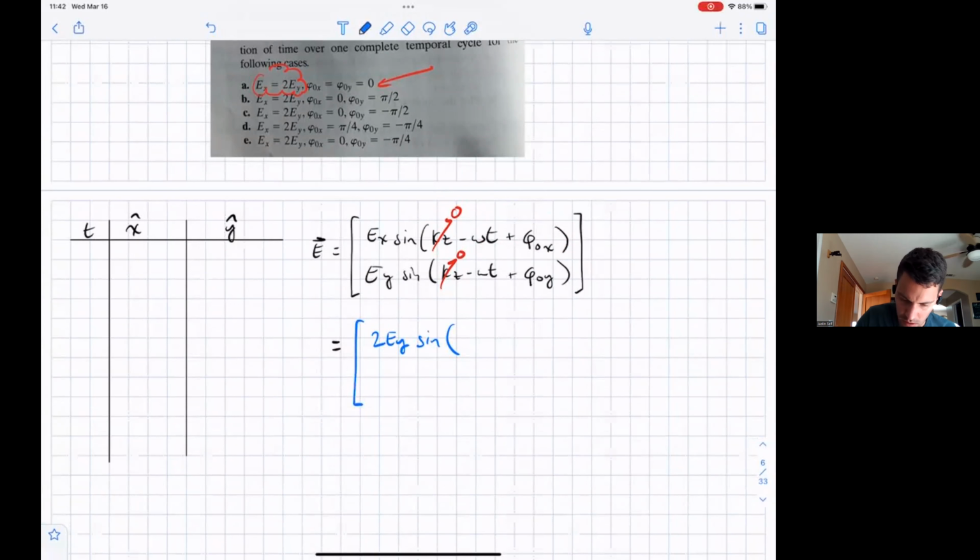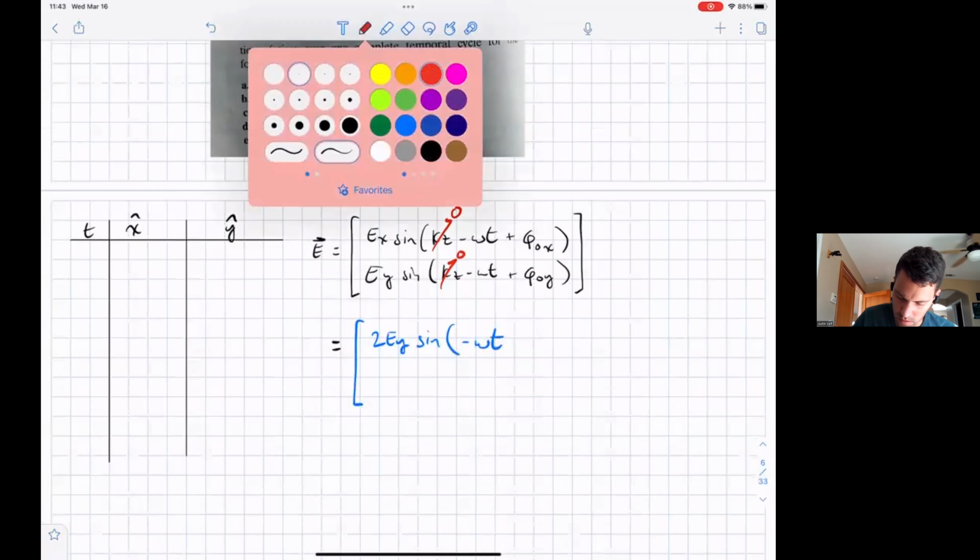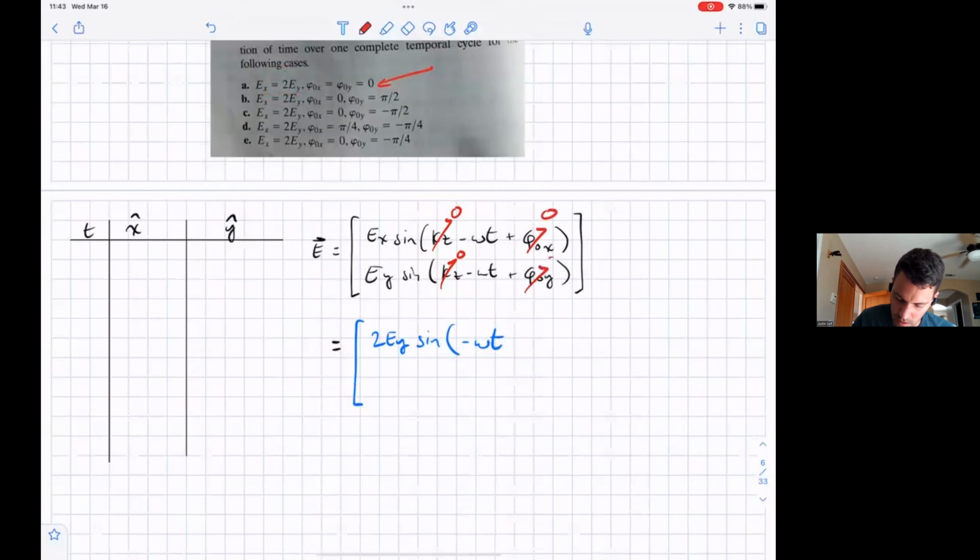So let's write the next part, minus omega t. I can look up here; they're not messing with that at all. So cool, let's leave it be. Negative omega t plus phi of 0x. What's that all about? Well, look right here. They give me that phi 0x is equal to phi 0y, which is equal to 0. So I can also knock that out. Those are equal to 0 for this case.